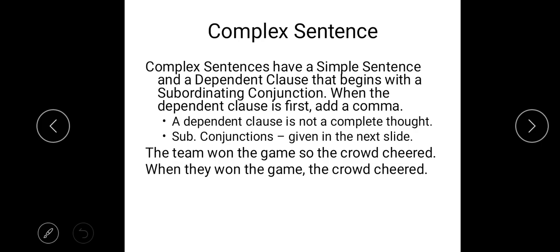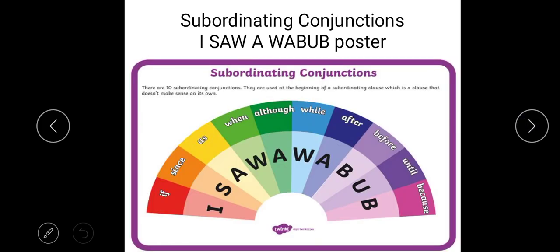Now it's time for subordinating conjunctions. As we have FANBOYS for coordinating conjunctions, we can have this poster: I saw a WABUB poster. I saw a WABUB. That's the acronym. But unfortunately, the subordinating conjunctions do not end here. There are more subordinating conjunctions, but these are the key terms.